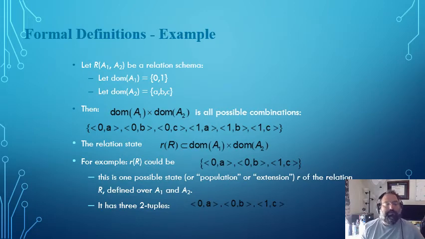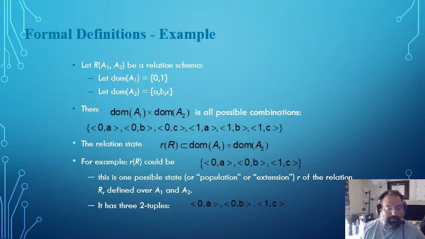Let R(A1, A2) be a relation schema. Let the domain of A1 be 0, 1. Let the domain of A2 be A, B, and C. Then the domain of A1 times the domain of A2 is all possible combinations of those sets. So it's 0A, 0B, 0C, 1A, 1B, 1C, and so on. The relation state is made up of what they are at that moment in time.